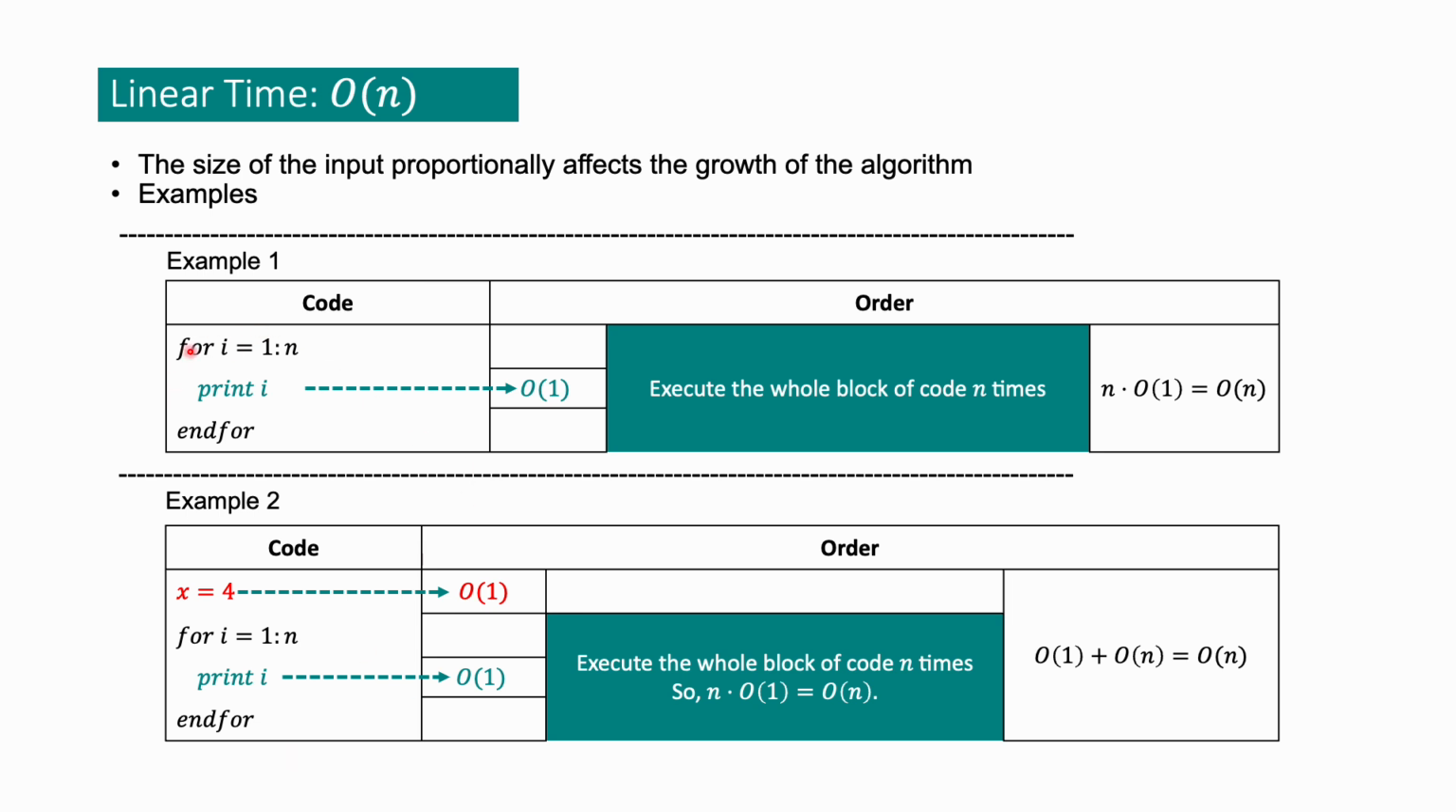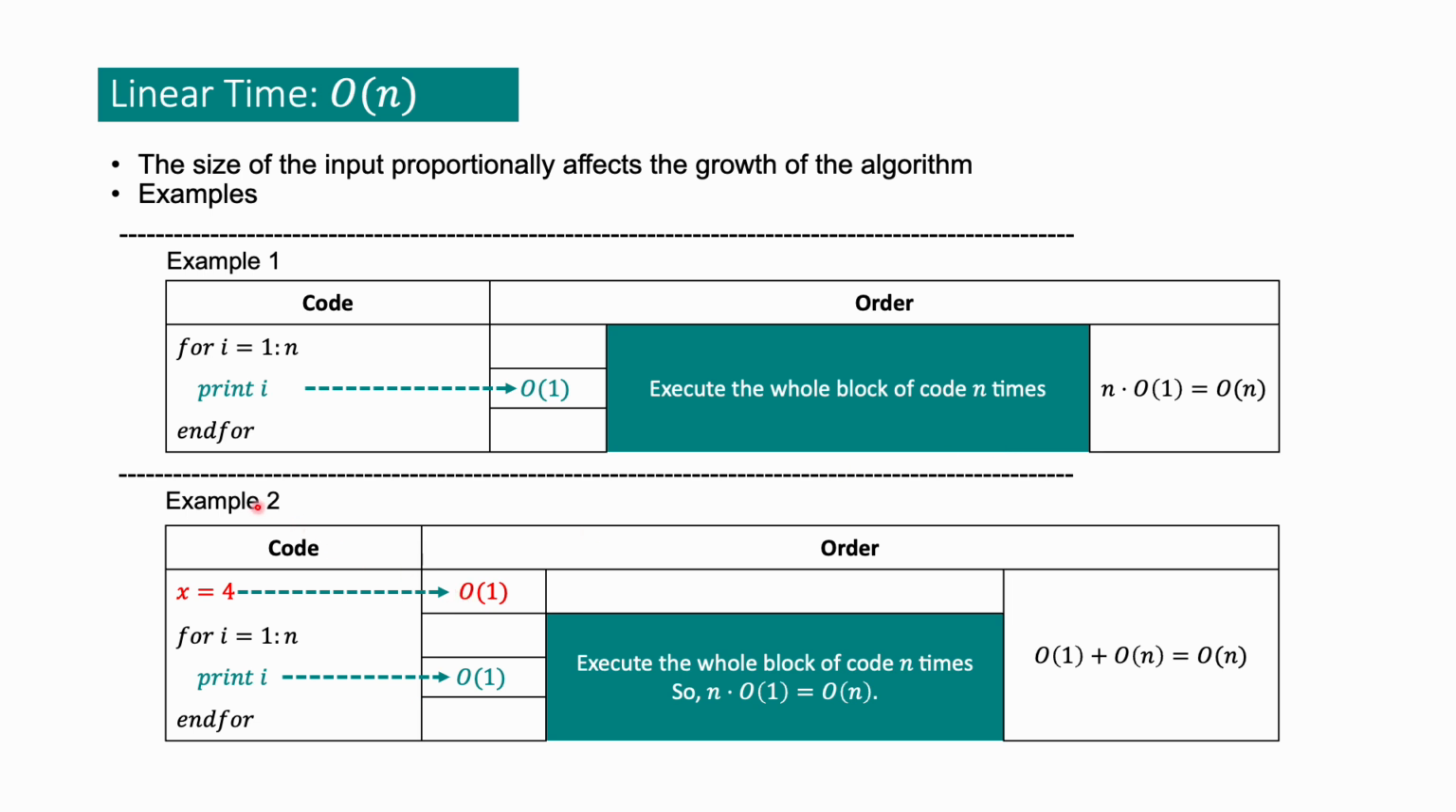For the first example, if you look at this, the only thing that the algorithm does is to print i every iteration. But the iteration runs from 1 to n. Okay, so the print i is O of 1. But since you're executing this whole block n times, then that's n times O of 1. But n is a variable, so you cannot ignore it. It's not a constant. So basically, this is O of n. Okay?